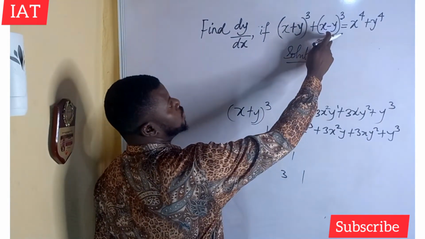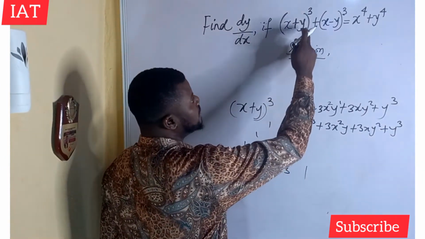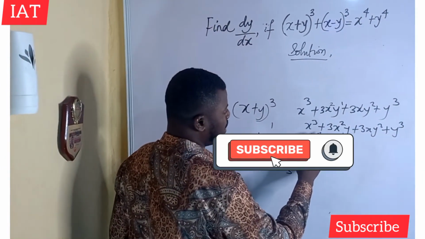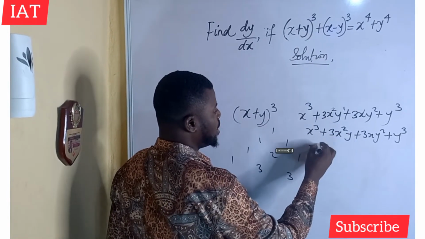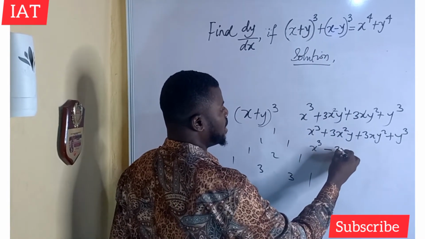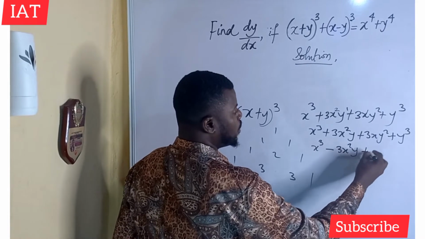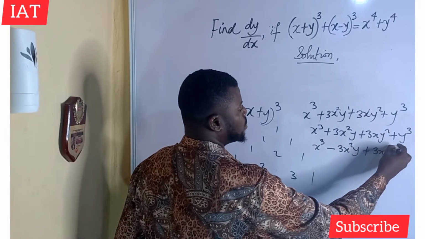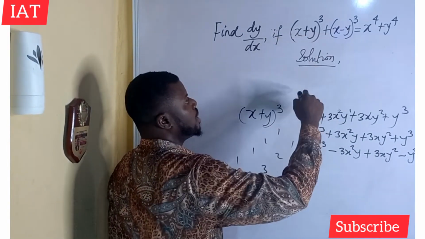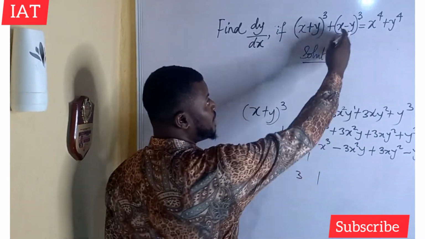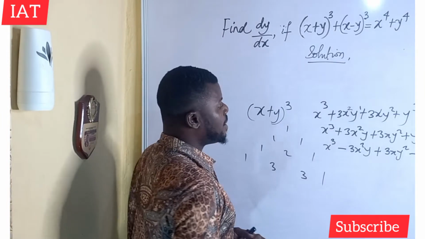Here, it will be the same thing as this. The only difference is that it will start with minus and end with minus. So for this, I'll have x cubed minus 3x squared y plus 3xy squared minus y cubed. That's just the difference between these two. And if you expand it manually, you will still have the same result.